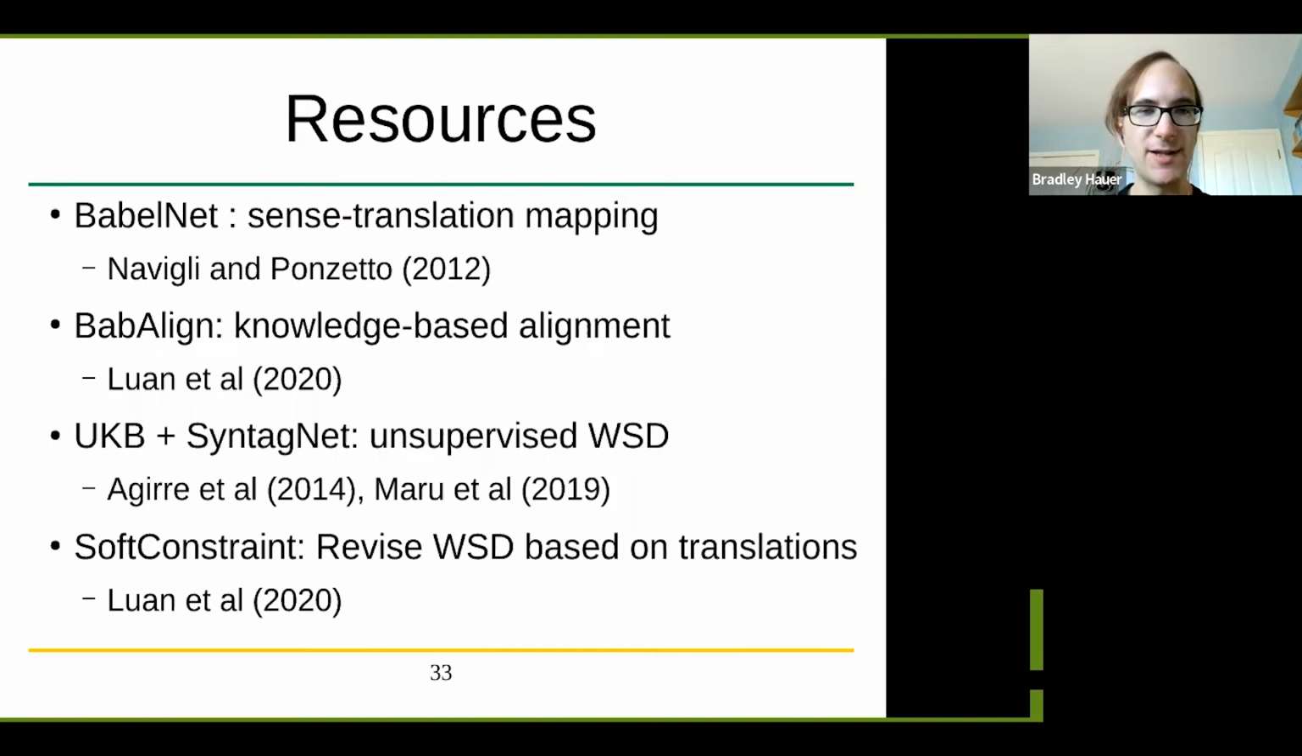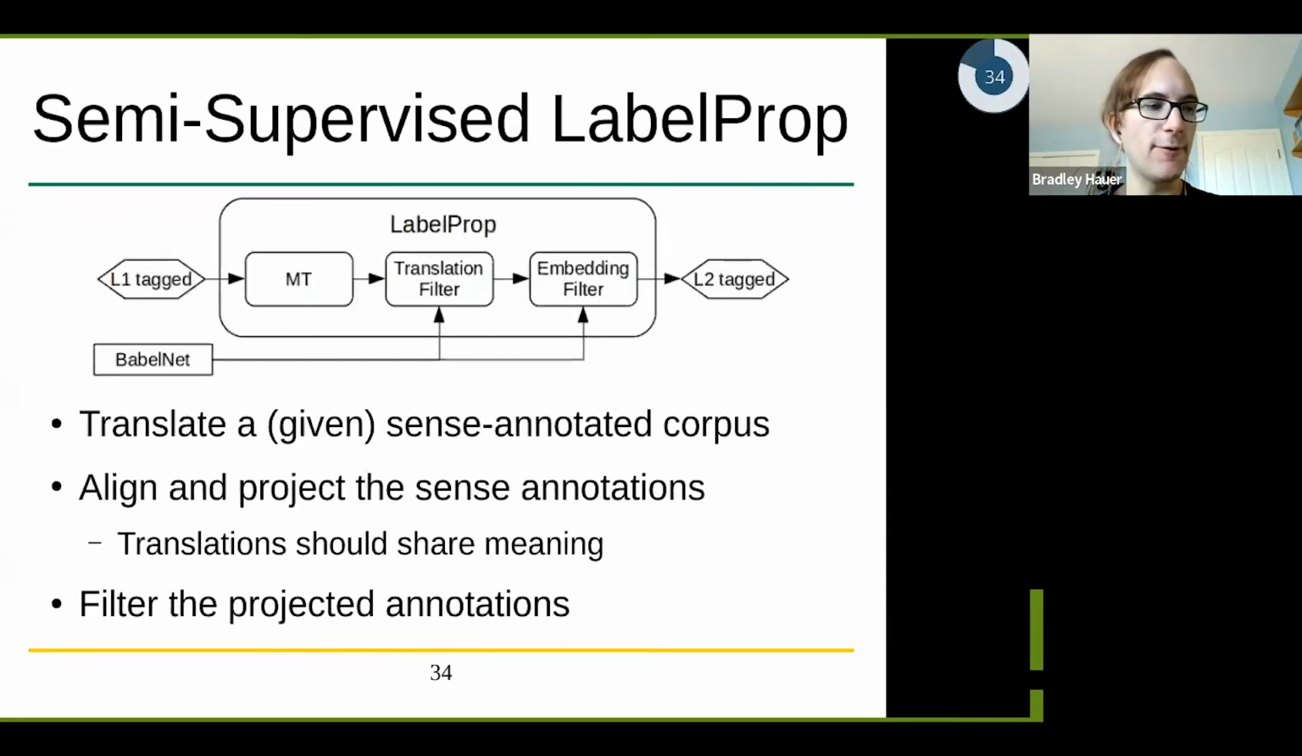And finally, from the same paper as BabelNet, we're going to be using the soft constraint method, which is a way of revising WSD based on translation information. If WSD has already been done and we have the translations of the text, so we have senses and we have translations, soft constraint allows us to revise those annotations, to try and correct them, to increase the precision. So let's look at the first of our 3 methods of generating training data for WSD.